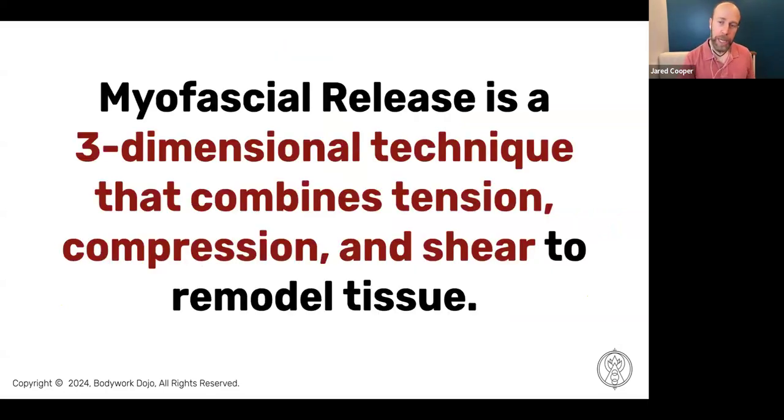So myofascial release, from the new science perspective, is really a three-dimensional technique that combines the three forces of physics that we can apply to tissue: tension, compression, and shear. All three of those forces combined are the most amount of input and the most accurate input that you can give to the cells to tell the cells how to remodel.